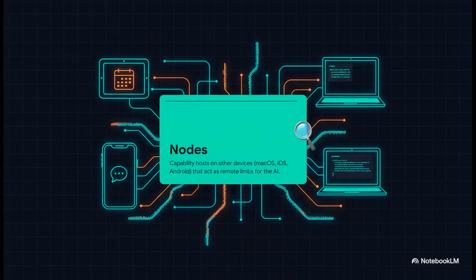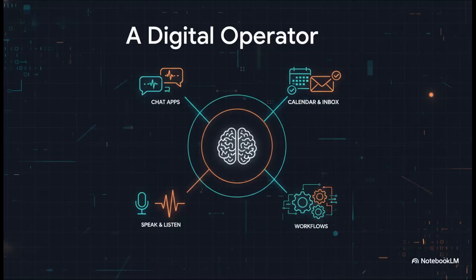And then you have nodes. Think of these as the AI's remote limbs. They're what allow it to connect to your other devices, like your phone or your work laptop, and take actions over there too. This is what turns it from a program on one computer into a system that works across your entire digital life.